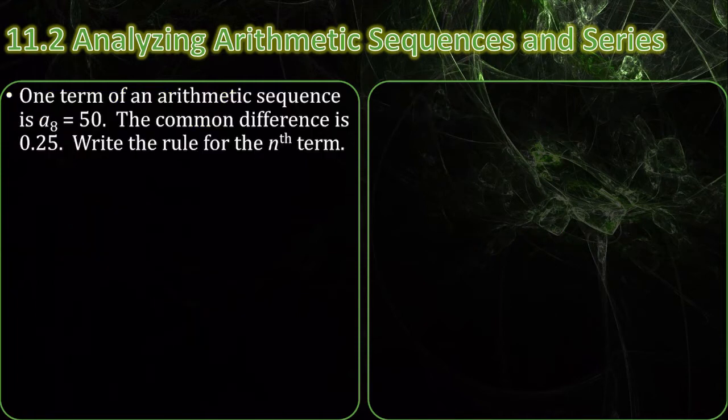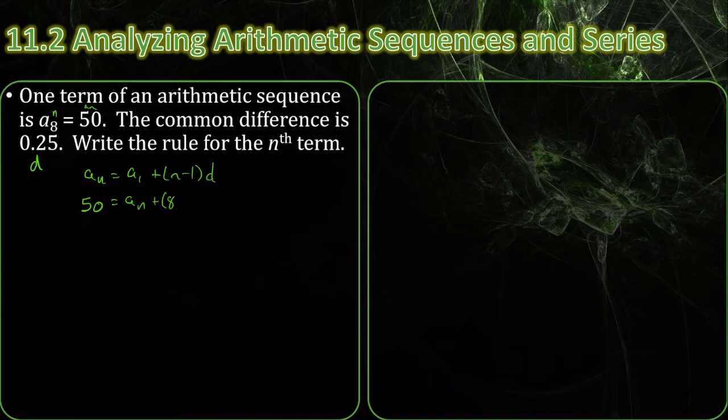All right, one term of an arithmetic sequence is a8 equals 50. The common difference is 0.25. Write a rule for the nth term. Well, we have an issue here. We know the d, but I don't know the a1. Remember, our formula is an equals a1 plus n minus 1 times d. But I do know this one: when n is 8, an is 50. So this is like x is 8 and y is 50. So we could plug that in and find a1.